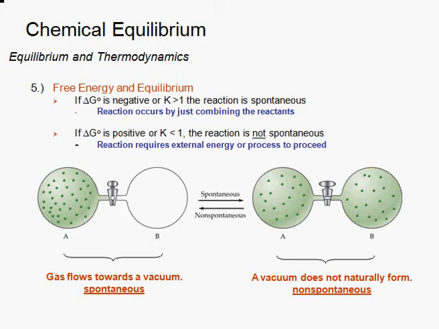Let's see with the help of this figure. Gas flows towards the vacuum, which is spontaneous. A vacuum does not naturally form, which is non-spontaneous. So this is the objective point of view. If asked, delta G is negative or K is greater than 1, the reaction is spontaneous. So if they ask you what is the suitable condition for a spontaneous process, these are the conditions.